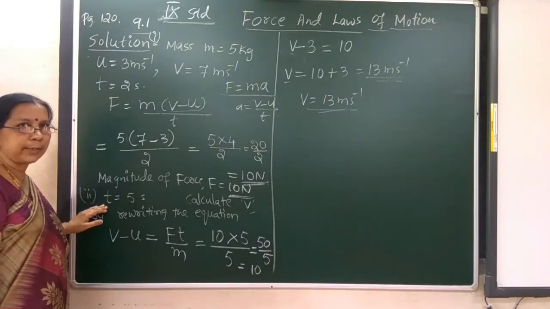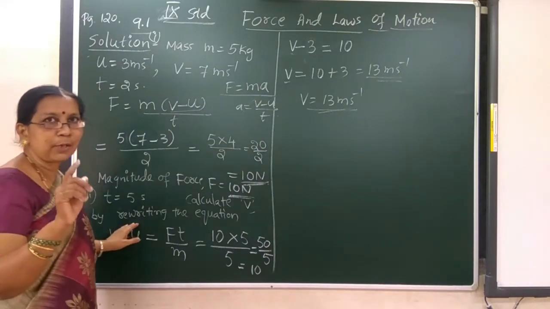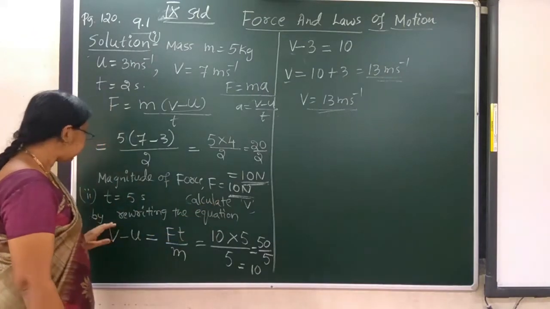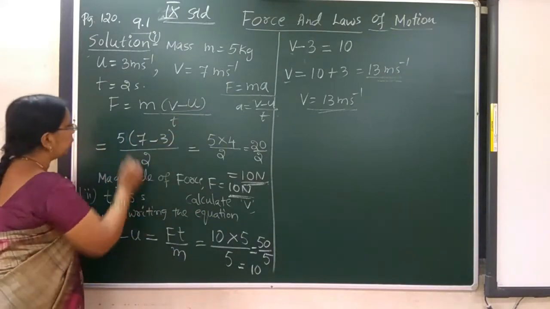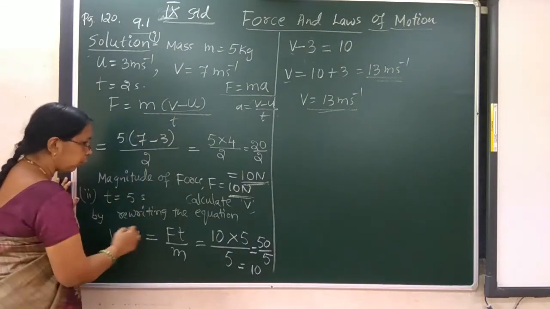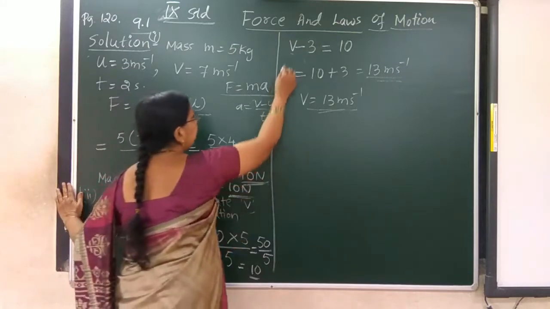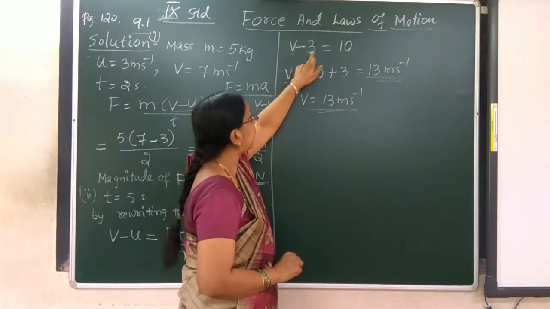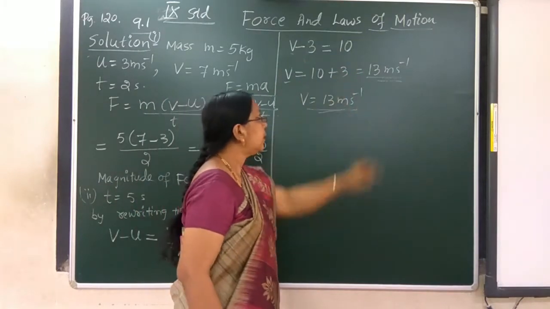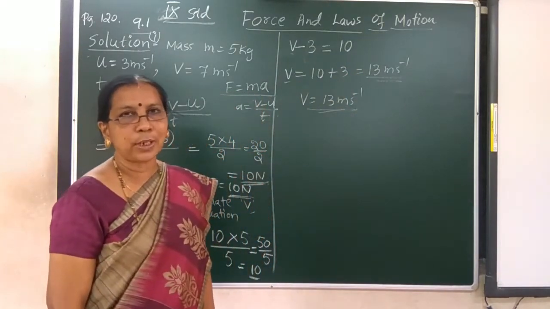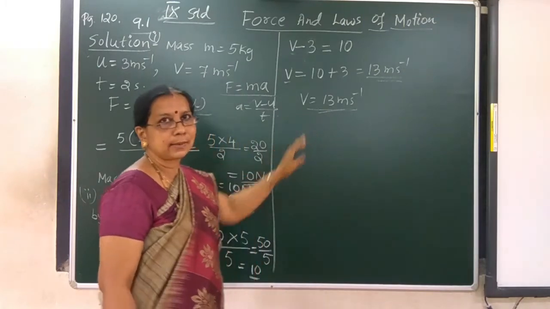And the second thing to find out: T is given here, meaning the duration of time is increased to 5 seconds. Then what will be the final velocity? To calculate the final velocity V, you have to rewrite the formula. How? V minus U is equal to F into T divided by M. So V minus U is 10. But U is given there. V minus U is 10, so V is equal to 10 plus 3, 13 meter per second. So when the duration of time becomes 5 seconds, the final velocity is 13 meter per second.